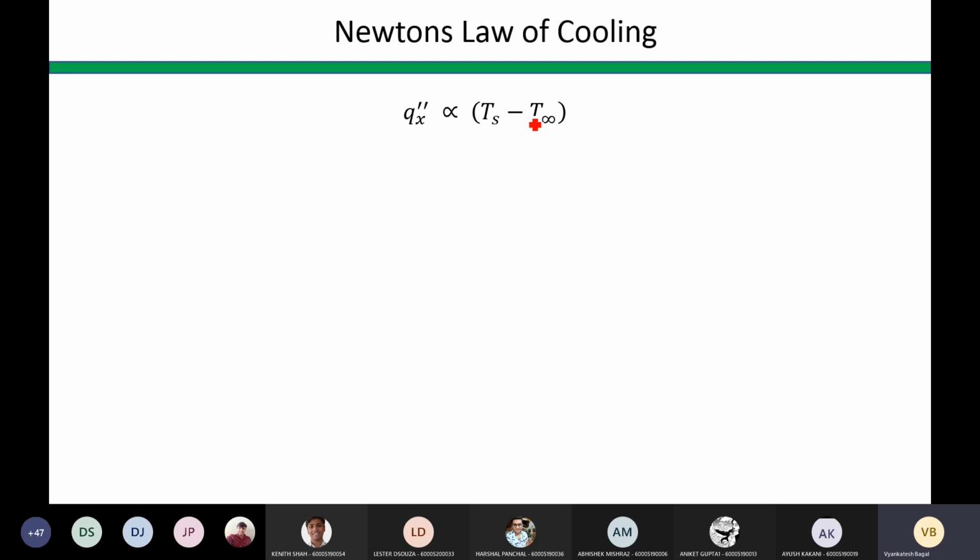Qx double dot is proportional to Ts minus T infinity, where Ts is the surface temperature and T infinity is the ambient fluid temperature, you can call it. Now, we have replaced this proportionality sign by some constant small h. So write down the second expression, Qx double dot is h times Ts minus T infinity, where this h is called the heat transfer coefficient, or convective heat transfer coefficient, to be more precise. Simply call it a heat transfer coefficient or convective heat transfer coefficient.